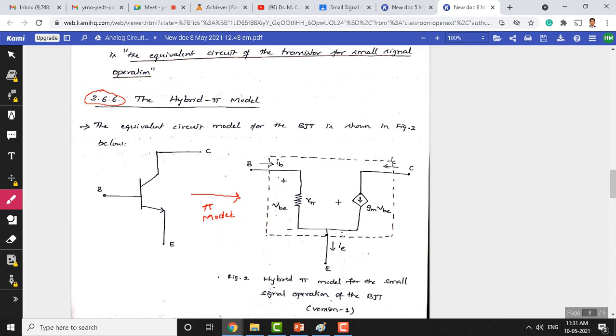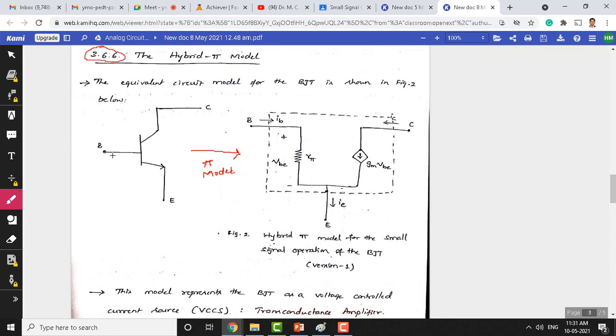All right, so this is the model. Here we are going to show how we obtain this model. Look at this model in more detail. Here also we have a base, collector and emitter. Between the base and the emitter there is a resistance, which we have seen looking into the base side, which is R pi. Since Re is very small, we have ignored it here. This is called the hybrid pi model for small signal operation of the BJT, which is version 1. There is even another version of this hybrid pi model, which we will discuss at a later stage.